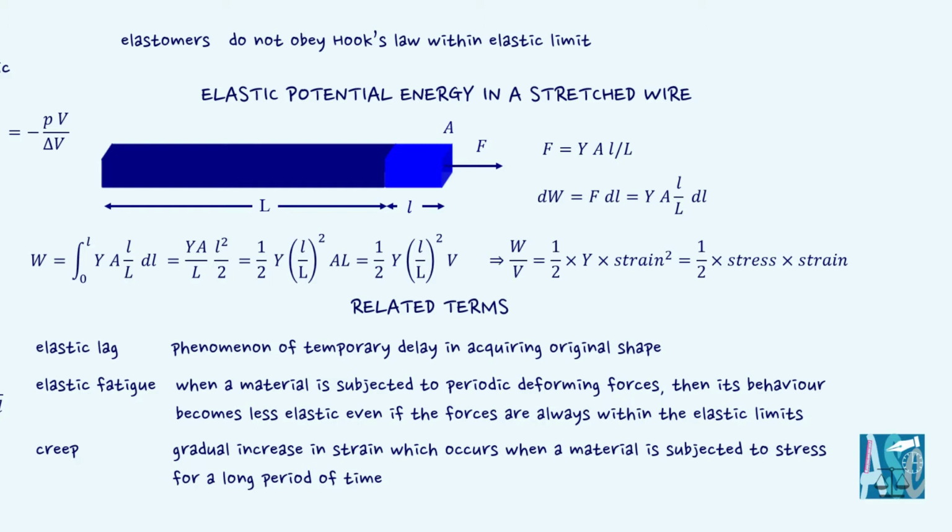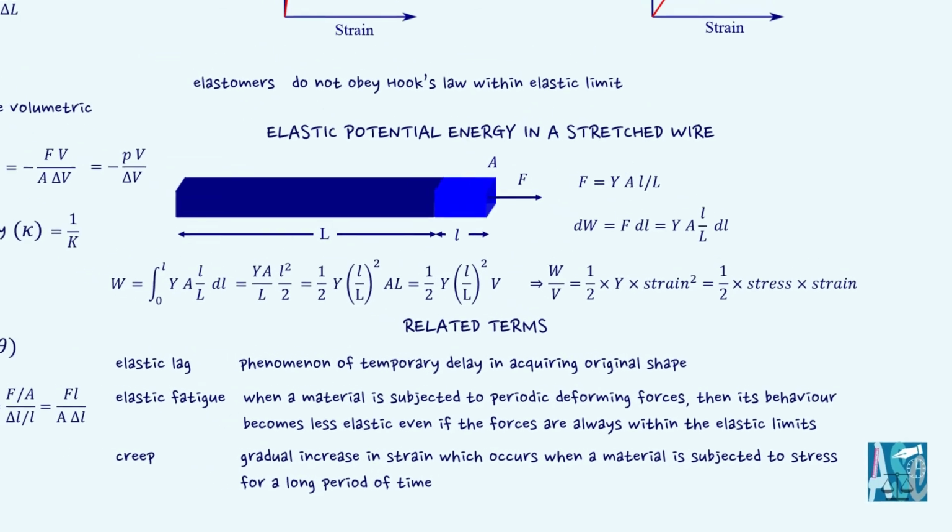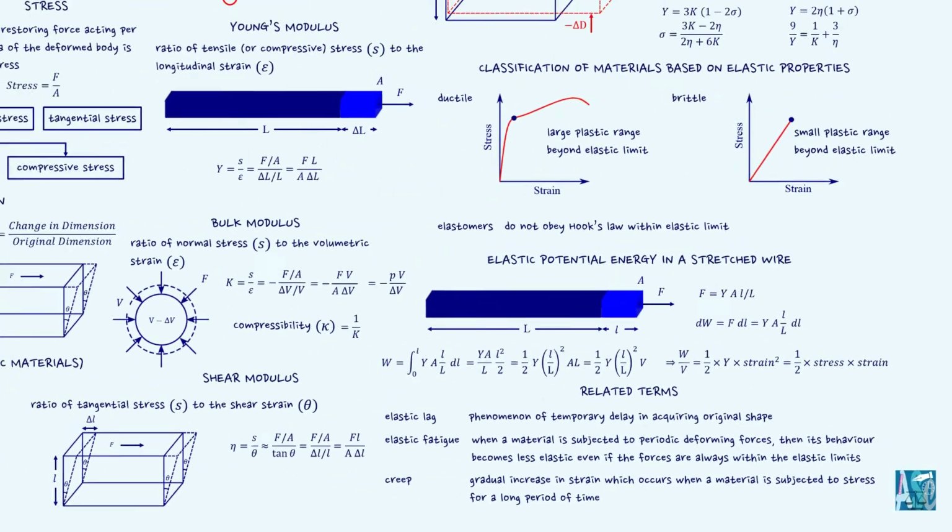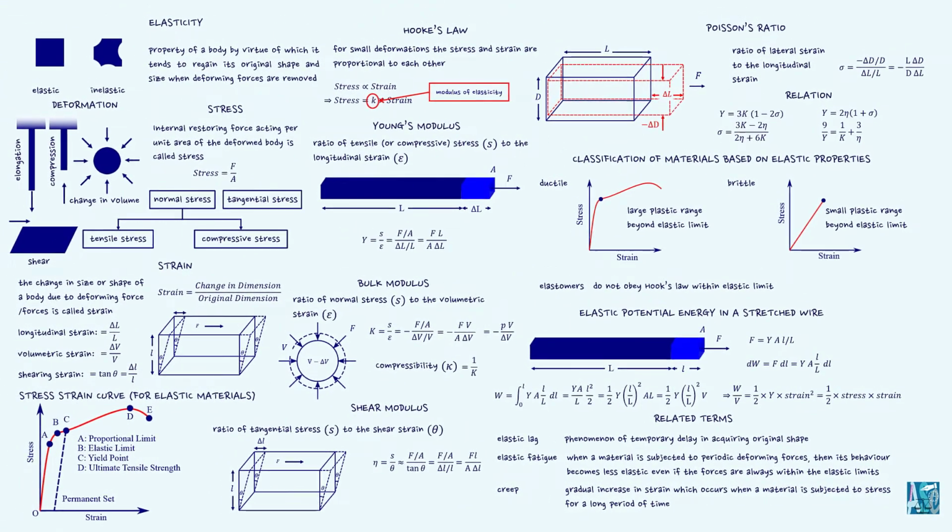If a material is subjected to repeated stress over a long period of time, it becomes weaker. That is, the strain produced by a given amount of stress increases. This loss of strength of the material because of repeated stresses is known as fatigue. The gradual increase in strain, which occurs when a material is subjected to stress for a long period of time, is known as creep. To summarize, in this presentation, we have discussed the concepts of elasticity and defined various terms and parameters associated with it.